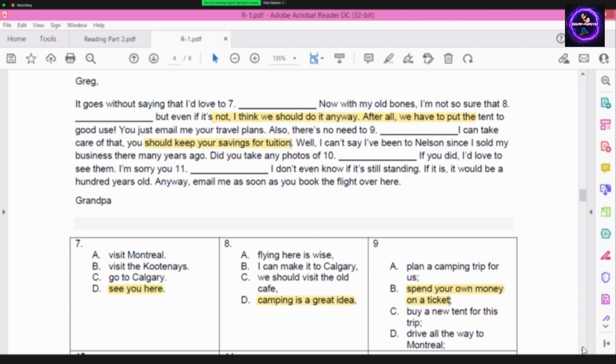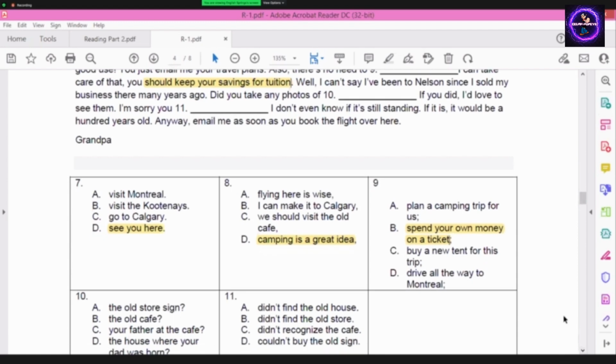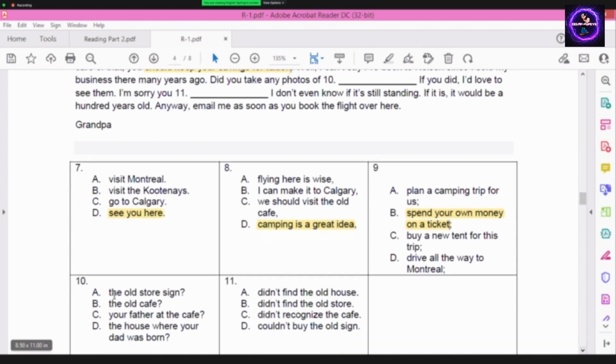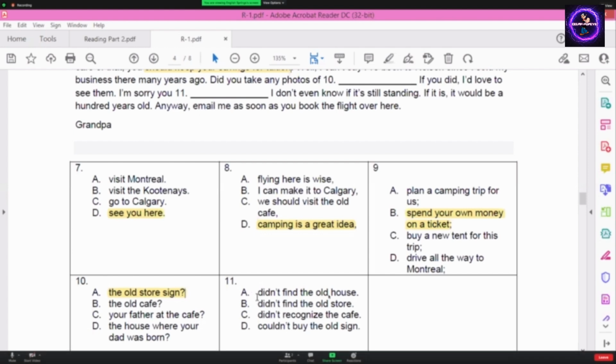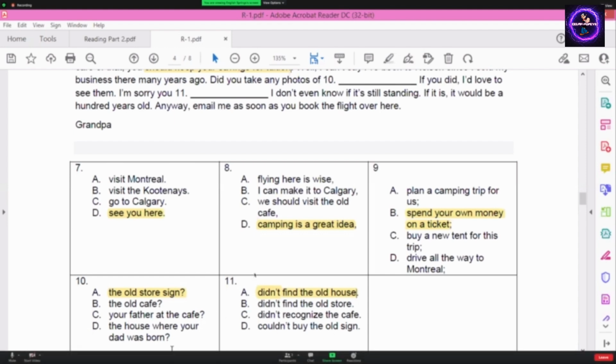Well, I can't say I have been in Nelson since I sold my business, and that's what you said. Did you take the old store sign? Yeah. And then the last one. What's the last one? A, didn't find the old house. If it's there, it's 100 years old. It didn't recognize the cafe. No, doesn't look good. Couldn't buy the old sign. They didn't put up the old sign for auction or anything. Those options are not there.